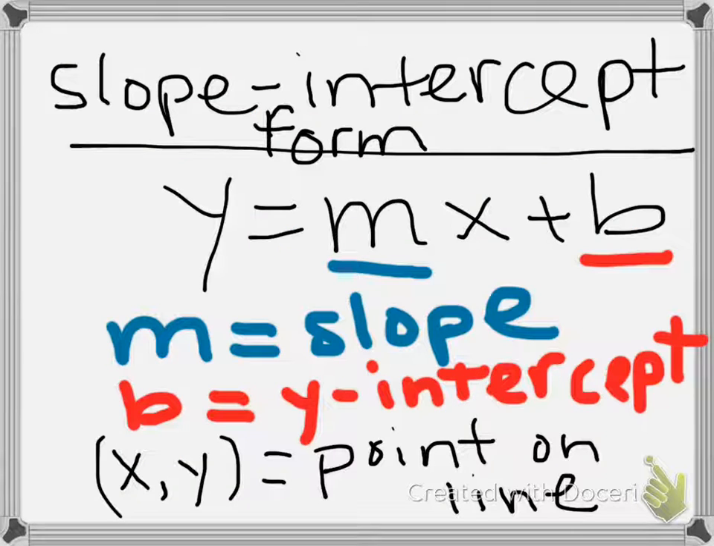Alright, so a quick review on slope-intercept form is that y is equal to mx plus b. And we know that m is equal to our slope, b is equal to our y-intercept, and x, y are simply points on the line. In order for us to be able to write a line in slope-intercept form, the two key things that we need to know are the slope and the y-intercept. So let's take a look at some of our practice problems.